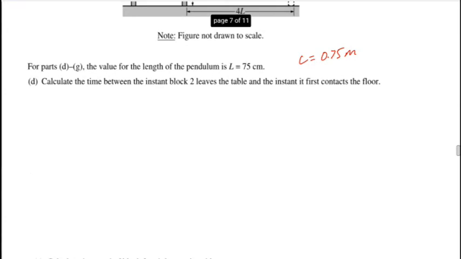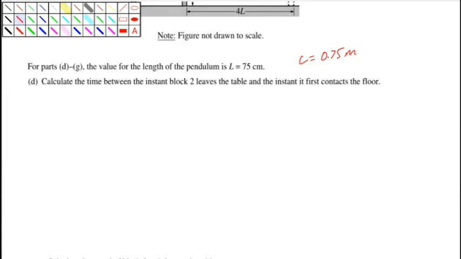Now, the time for block 2 to reach the floor is just the drop time due to gravity, right? And we know that the downward acceleration is going to be minus 9.8 meters per second squared. And we also know an equation. We don't need to derive this out.